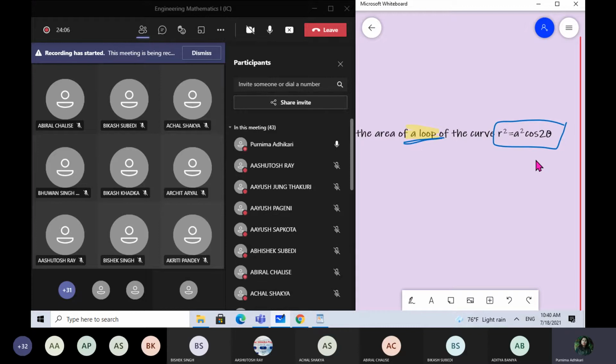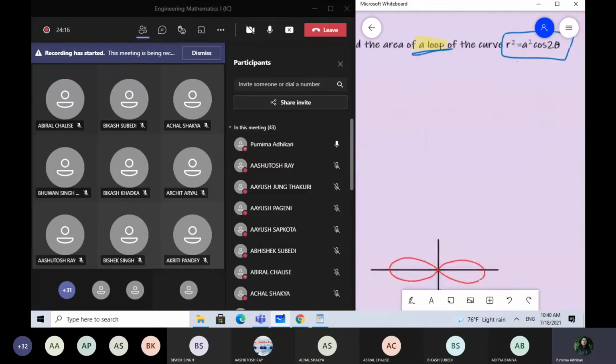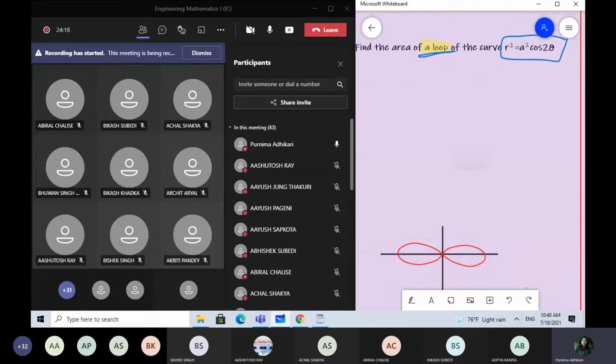Do you remember? For what value of theta are you going to get a totally different r value from 0? Theta from 0. Okay, let me show you your loop. This is your loop. This is your loop. So for what value of theta are you going to get totally different r, and then there is just mere repetition of the same values. Yes, Achal?